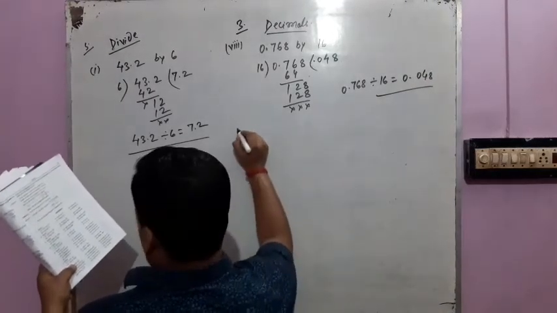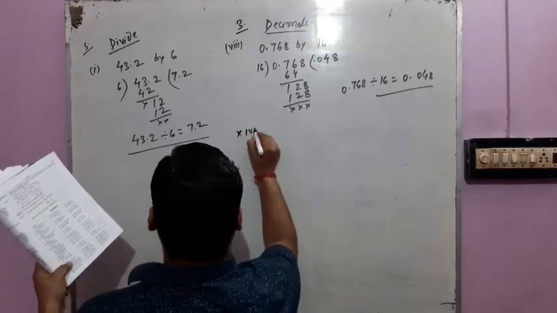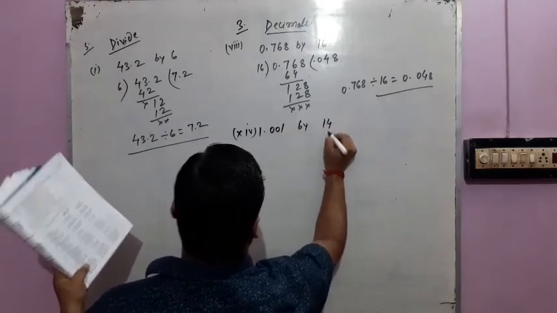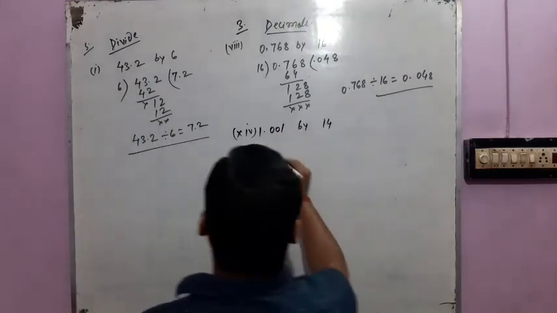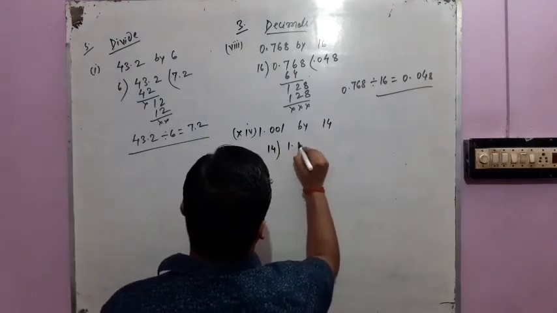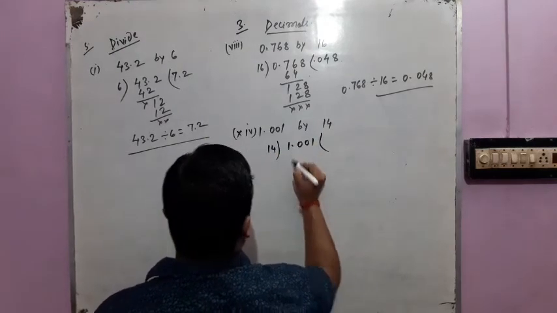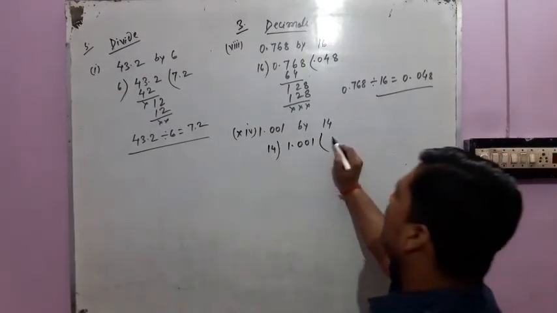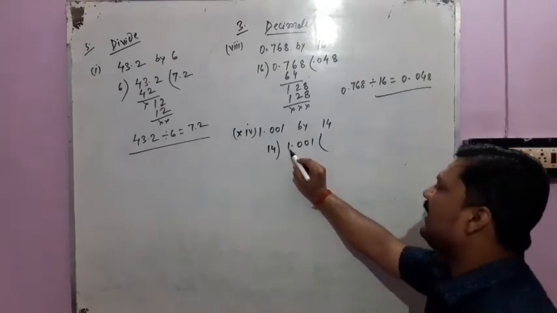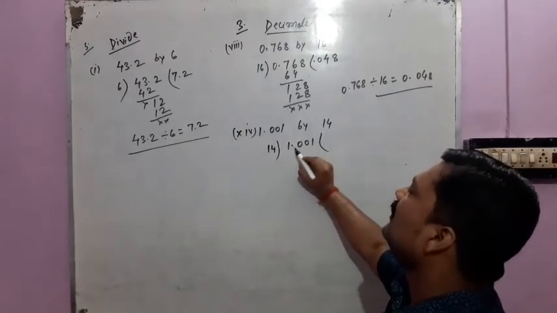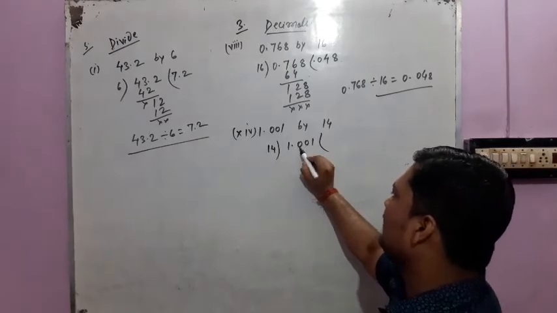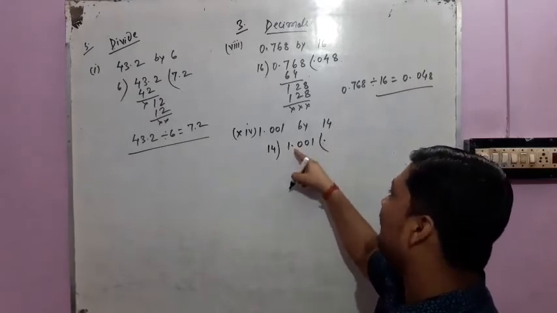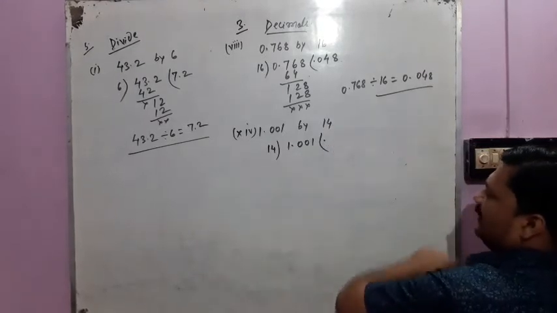Look at one more example here. Example number 14. 1.001 by 14. Here 14 we have to take as the divisor and 1.001 as the dividend. Okay students. Now, before the decimal 1 is present here, but 1 is not divisible by 14. So after the decimal we take the first digit. So when we are taking the digit after the decimal, first we have to place a decimal here.